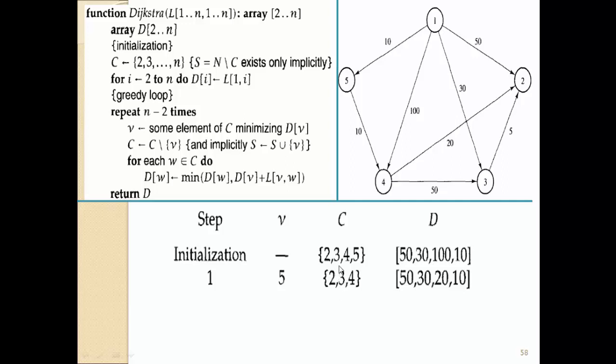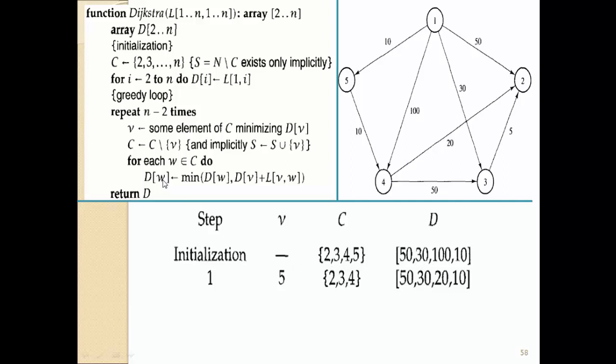Then when the value of w is equal to 3, at that time we have to identify the value. For example, d of 3 is equal to minimum of d of 3, and d of 3 is equal to 30. D of 3 is equal to 30, and d of v, that is d of 5, plus 5 to 3. Is there any path 5 to 3? There is no path, so we are not considering it because it is the highest positive value. We have to put the value as it is, that is 30. Then after, our next value, that is 4.